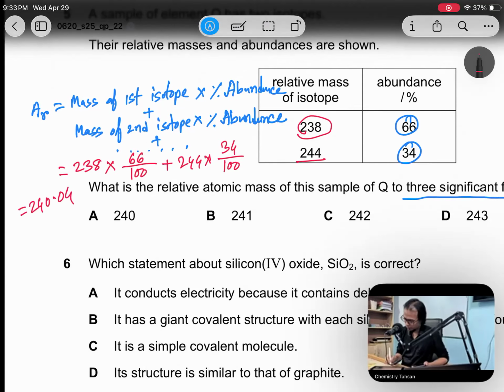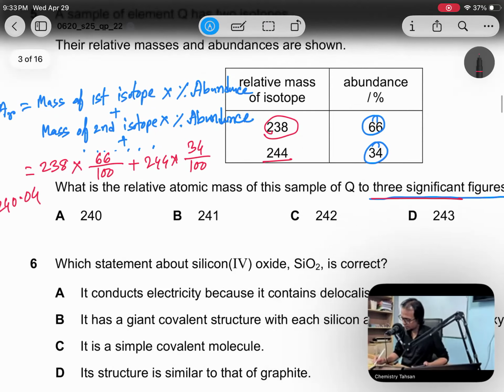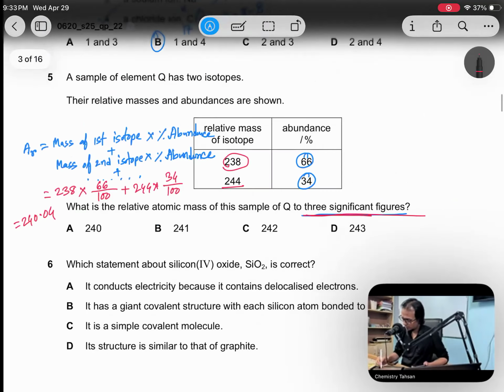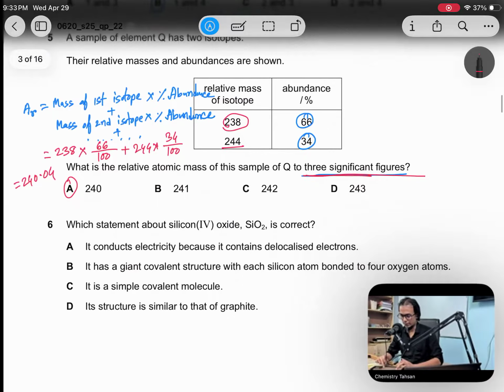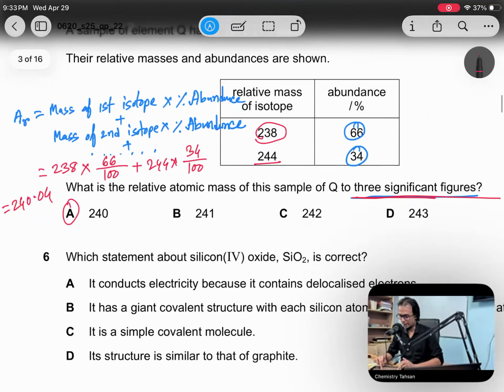240.04, but they are asking for 3 significant figures, you see. 3 significant figures. So it will be 240 if we round up. So this is very important, how we should calculate the relative atomic mass of an element, provided they are giving you the isotopic abundance and they are giving you the relative isotopic mass.